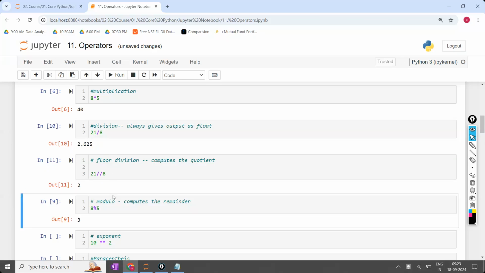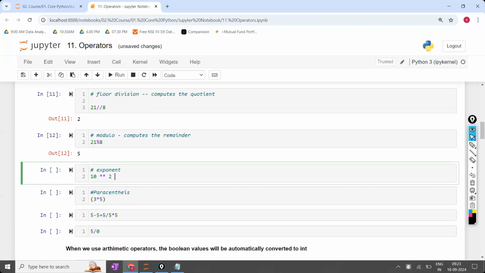And here the remainder: 21 modulo 8 means first you divide by 8, 2 times 16. What is the remainder you are going to get? 5. 5 is the answer. Is the point clear for everyone?